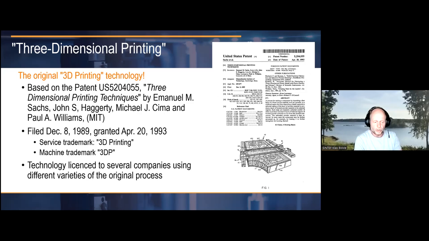Who also, of course, use the name. But the problem is that this is not the technology that many people call 3D printing today. It's quite a different process, and there is still a trademark for this process. So this is also a case of confusion. I'll get to that later.